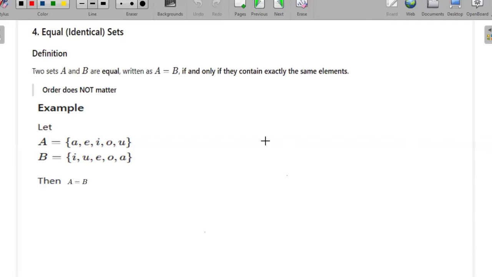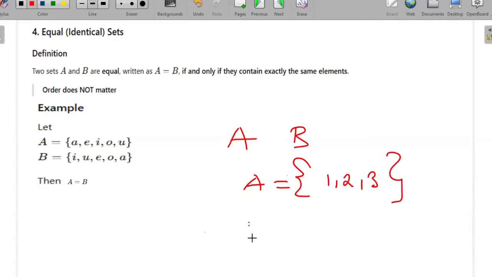So two sets, we can say A and B, are said to be equal if and only if they contain the exact same elements. For example, if A has the elements 1, 2, and maybe 3, and B has the elements 3, 1, and then 2, you can see these sets contain the exact same elements. So we're going to say A and B are equal sets.